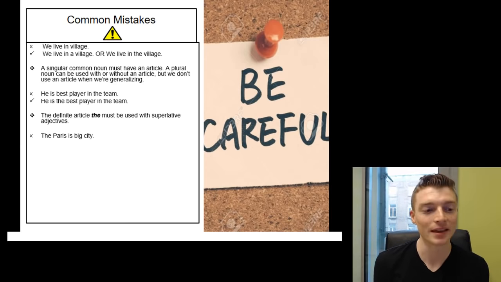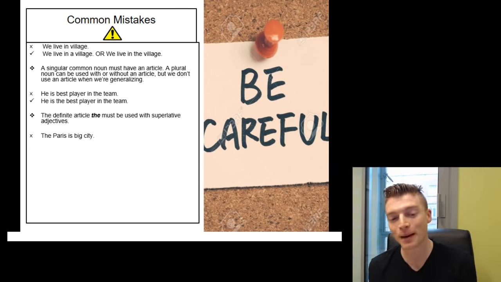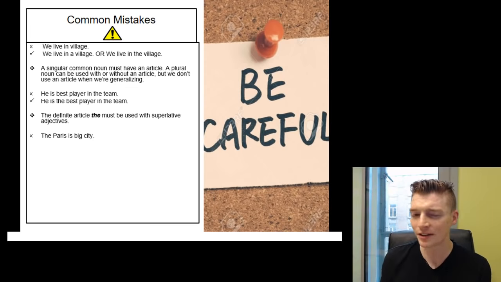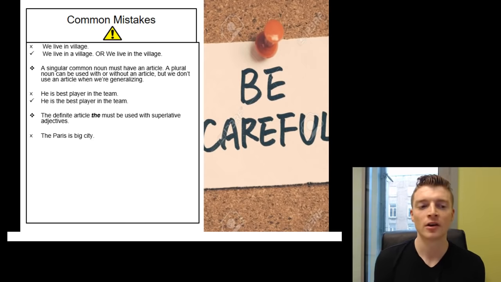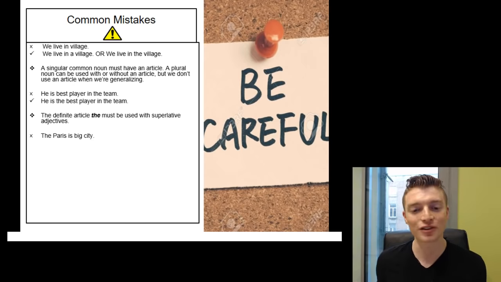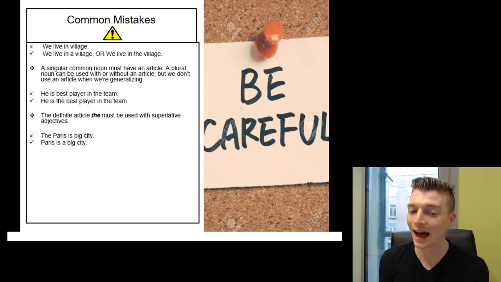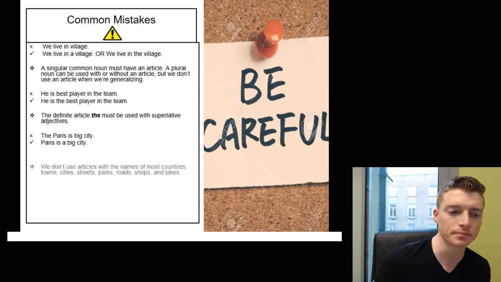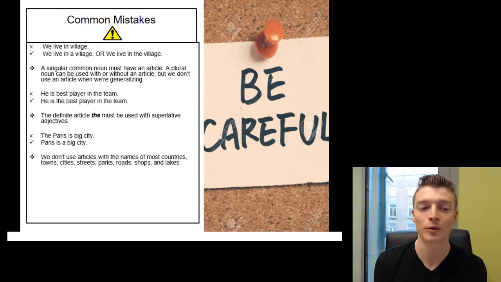The Paris is big city. Alright, the Paris is big city. So we've actually got two mistakes here, right? First, Paris. Can you remember our rule? For cities, countries, most countries, and continents, we don't use an article. So Paris. Now city, it's a singular common noun. We must use an article. So correct here: Paris is a big city. Very good. We don't use articles with names of most countries, towns, cities, streets, parks, roads, shops, and lakes. And I know it's a lot to remember, but we're doing very, very well. We're almost finished here, guys.